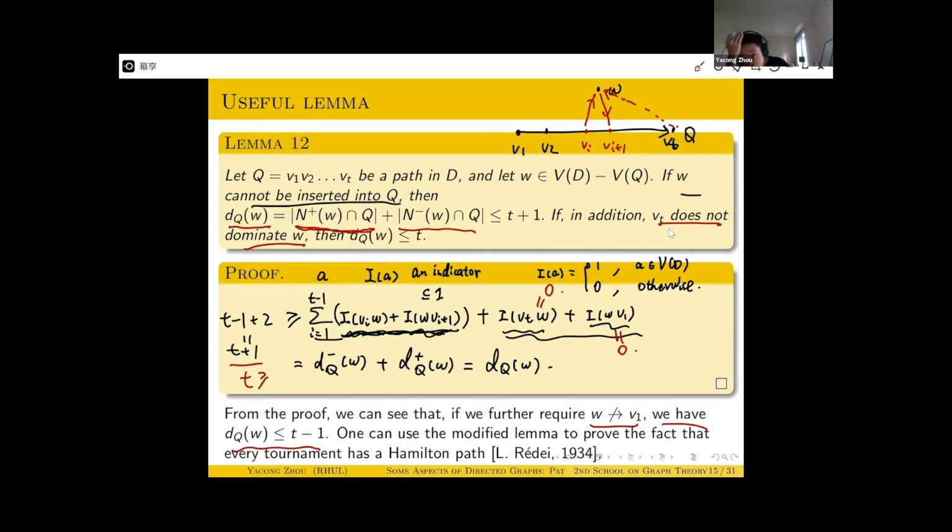And in the last lecture, my supervisor gave you two kinds of proof of the fact that every tournament has a Hamiltonian path. One is by the median order and the other is by contradiction. So I would like to give you 1 minute to think about this lemma and try to use it to prove this fact. And then I will go on with the proof of the main theorem, which is the hardest one in my lecture.